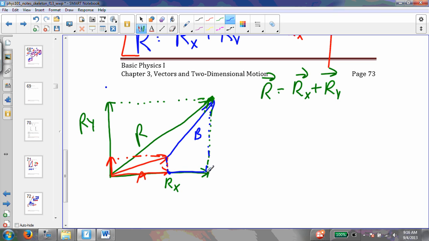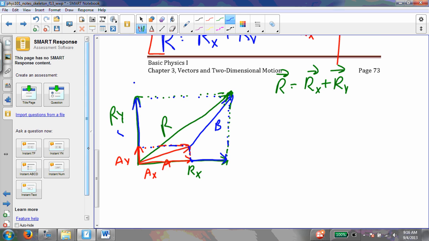It goes from here to here. So that is my Bx component. And then my Y component for B looks like this. So this is my Ay right here. This is my Ax, X and Y components for A. And then this is my By. This is By, and then this is Bx.